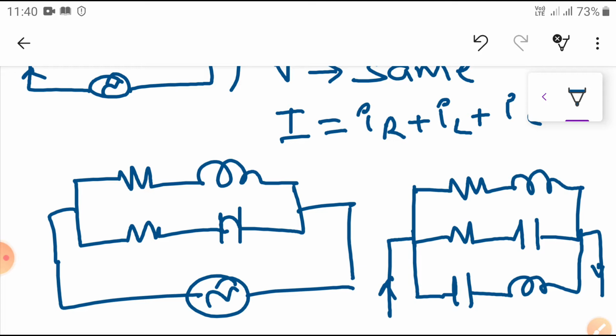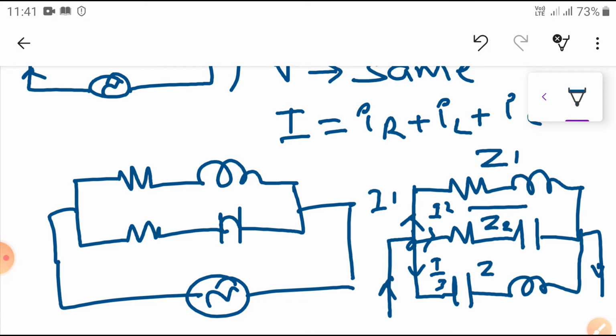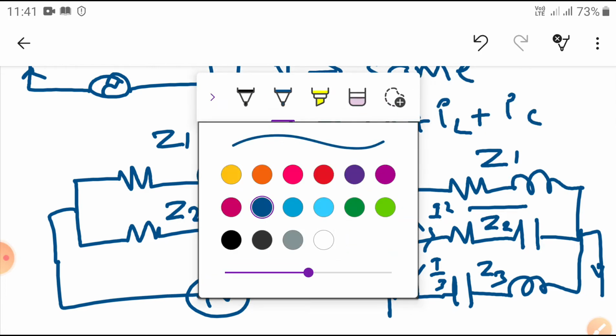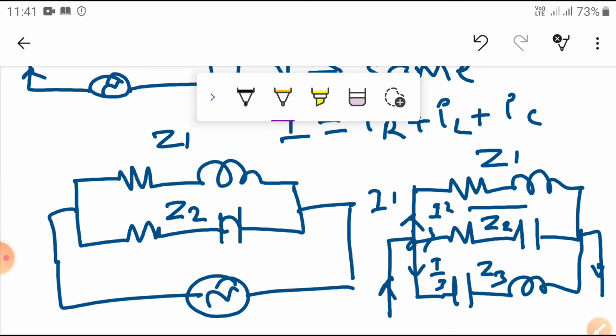Here the only constant is that the voltage is the same across the branches, and you have to divide the current: the different current values I1, I2 and I3 have to be found. Based on the impedances, for example Z1 for the first branch, Z2 for the second, and Z3 for the third, we are going to do it. So let us do this one with math.